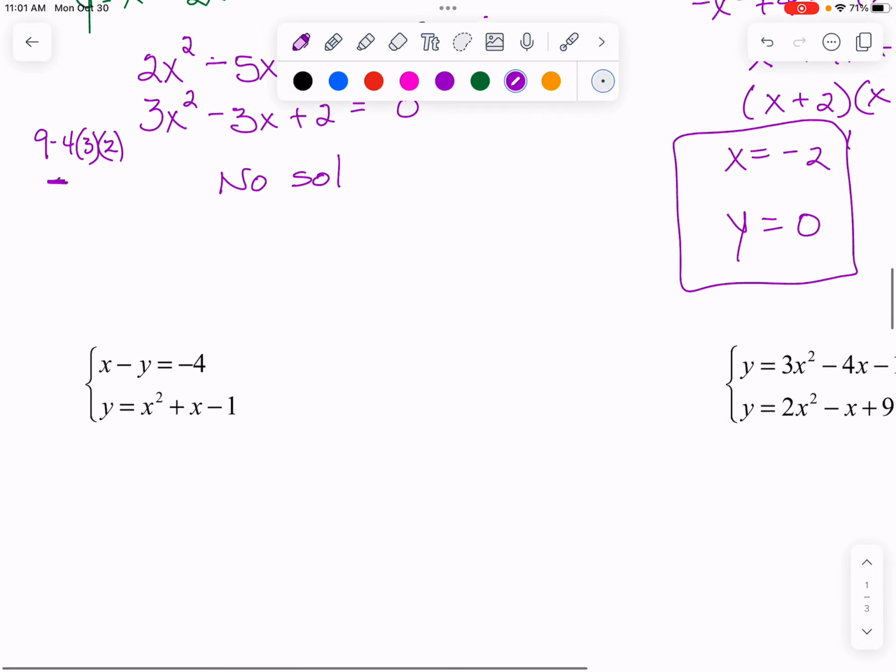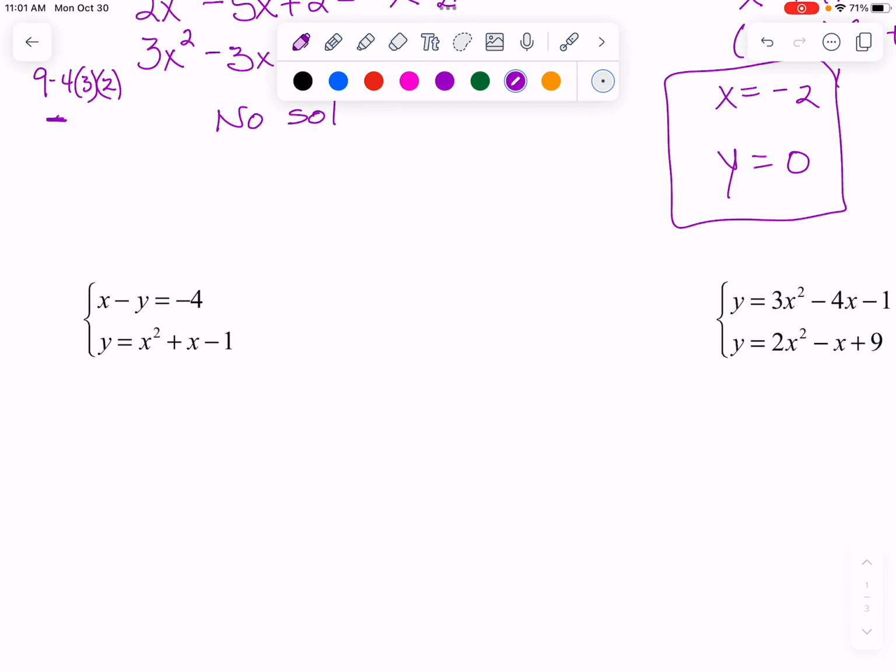Okay, the next one, I am going to solve for y in the first equation. x plus 4 equals y. I'm going to set them equal to each other because they're both equal to y.